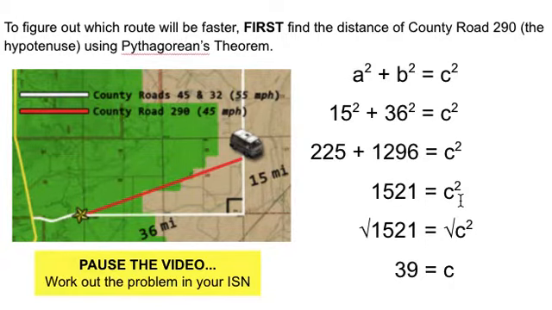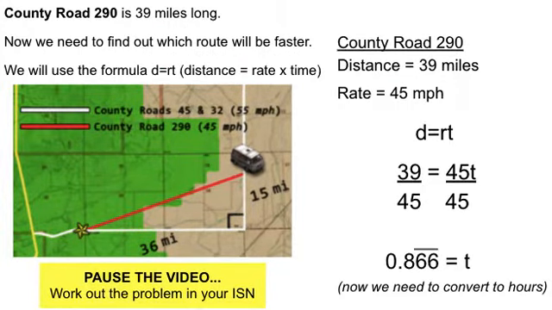This equals C squared. Now because I don't want the square of C, I just want to know this distance, the opposite or inverse operation of squaring something is to take the square root. So I'm going to take the square root of C squared, and I'm also going to take the square root of 1,521. And when I do this, I can find out that my length for C is 39. So this means that County Road 290 is 39 miles long.